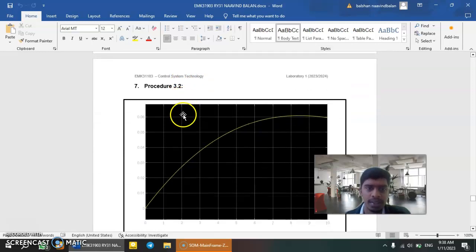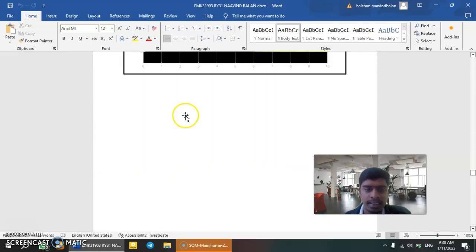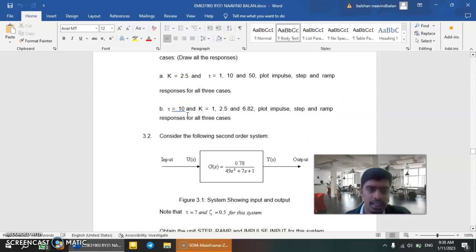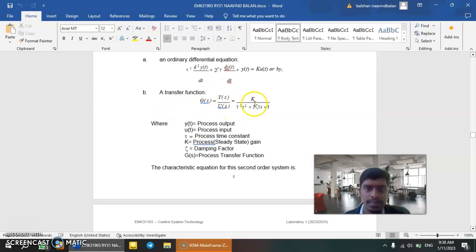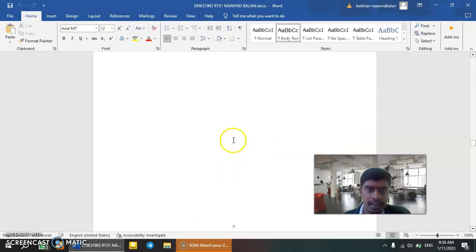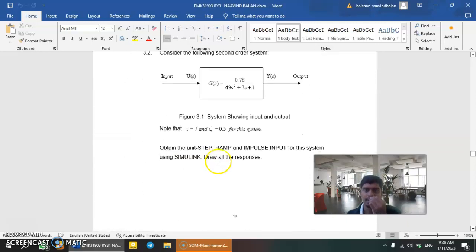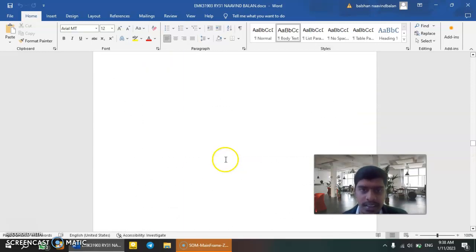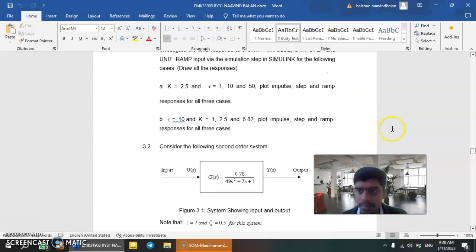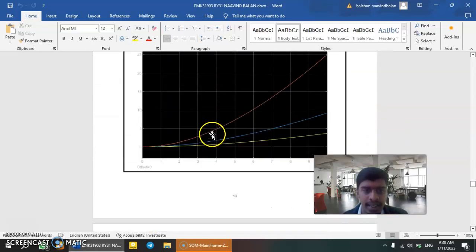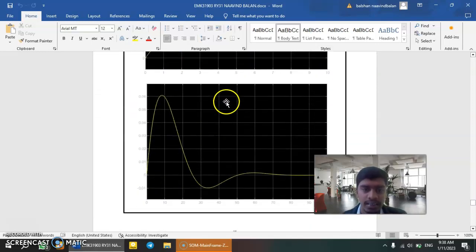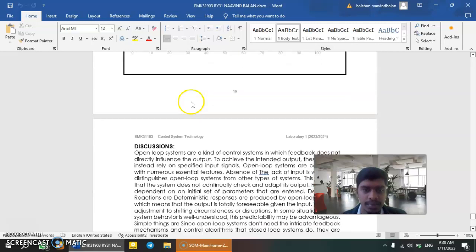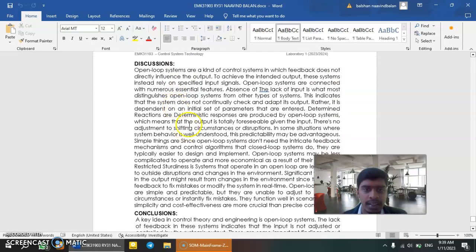Procedure 2 follows the second order. For the second order, this is the formula for me to follow, and after the formula is inserted, with the values you get the response function, the result for questions three and four.